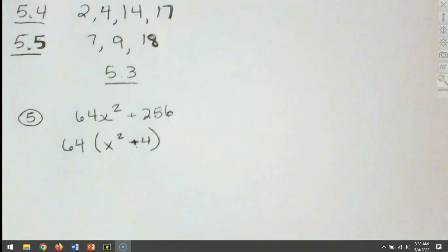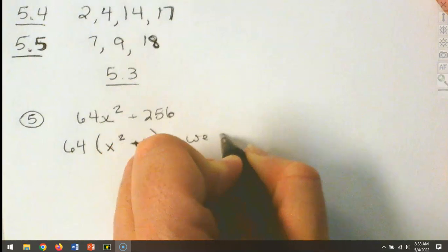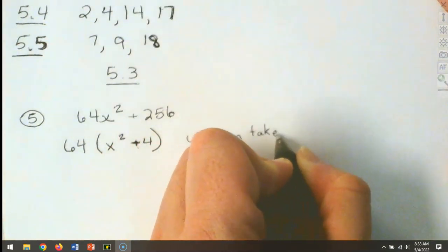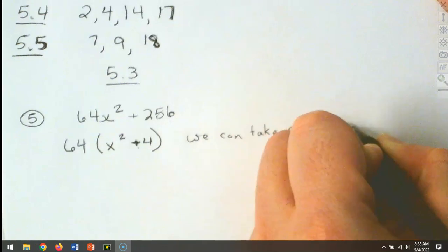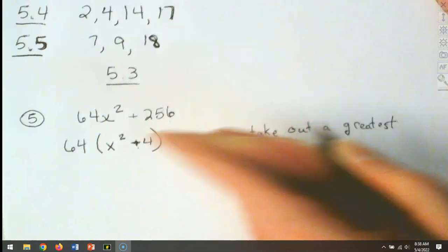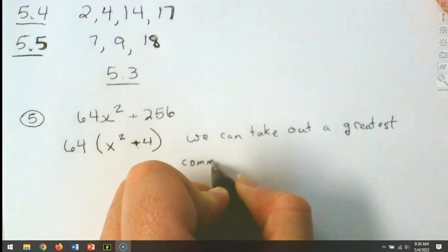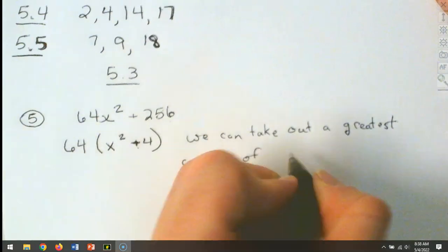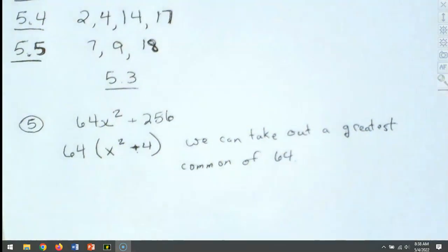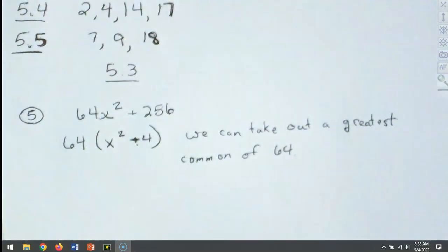So it says, why is this possible? It's possible that we can factor it because we can still take out a greatest common factor. So we can take out a greatest common factor of 64. Okay, so that's what I was wanting you to see on that one. And if it would have been a difference, we could go quite a bit further. But it's not. It's a sum, and sums can't go any further down. And that's question 5.